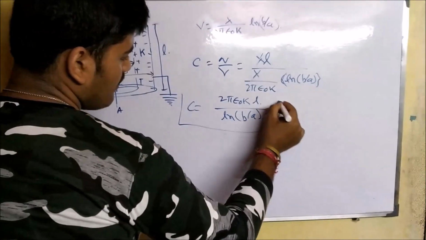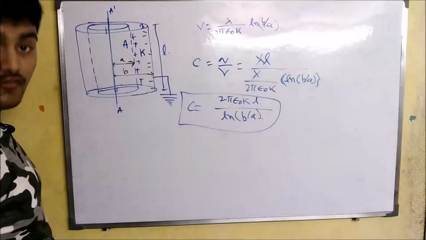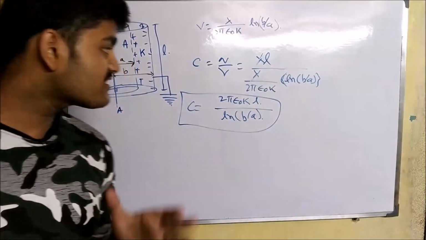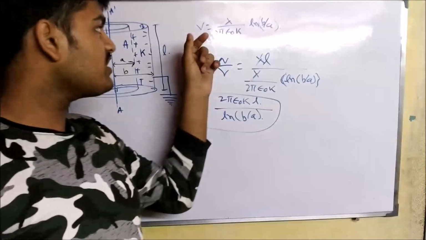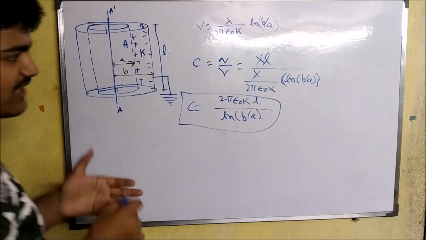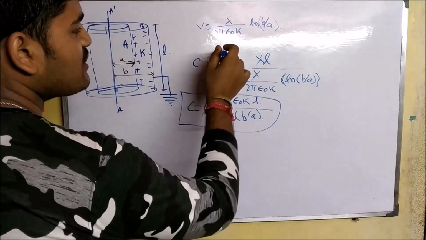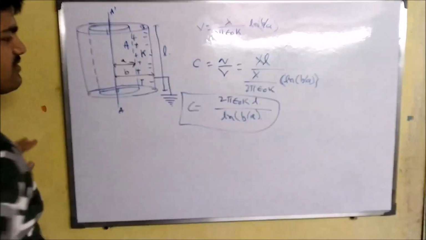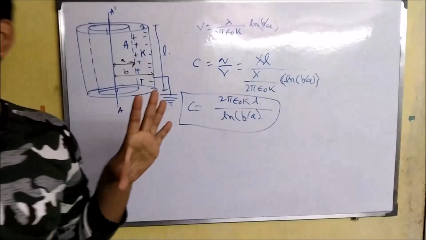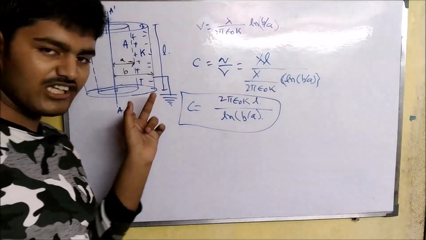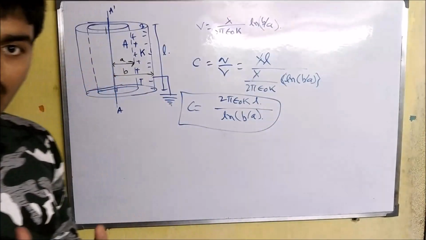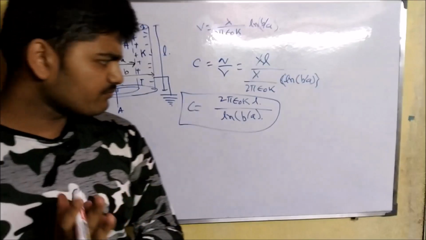So our approach was successful. So what was our approach? It was taking out the potential difference by any means, and then finally putting this value of potential difference in Q by V to get the capacitance. This process can be followed for any kind of capacitor. It may be a cylindrical capacitor, it may be a spherical capacitor, it may be a parallel plate capacitor.